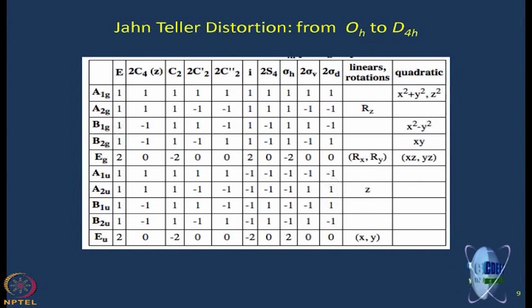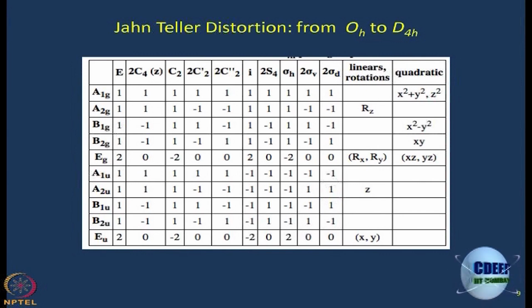Now, see, XZ and YZ belong to the same symmetry species, XY is different, right. Earlier we had a triply degenerate symmetry species, that is where XZ, YZ, ZX belonged. Not anymore. Now, XY belongs to a different symmetry species than XZ, YZ. And what about your x square minus y square and z square? X square minus y square is here and z square is in a different point group.